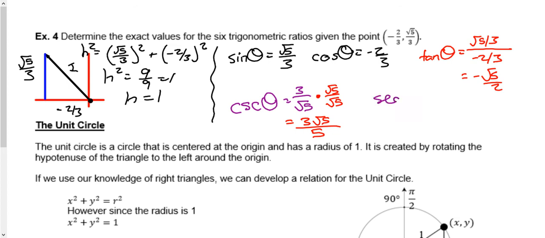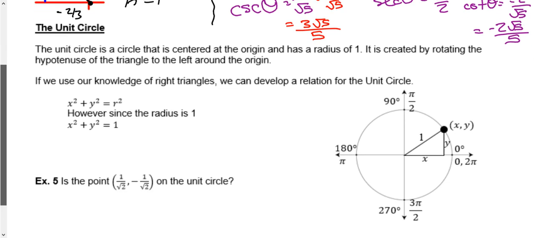So you have secant theta, and again just flipping that around, no real work there, just negative 3 halves. And cotangent theta is equal to, again flipped around, negative 2 over root 5. Again, rationalizing top and bottom, this is now negative 2 root 5, all divided by 5. There you go.